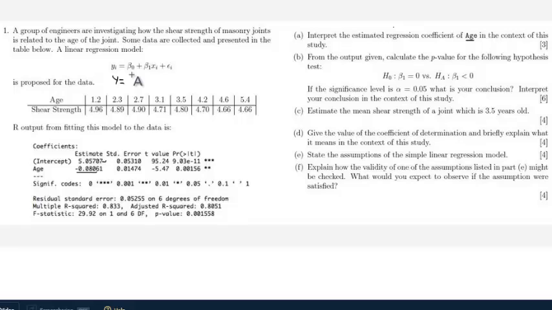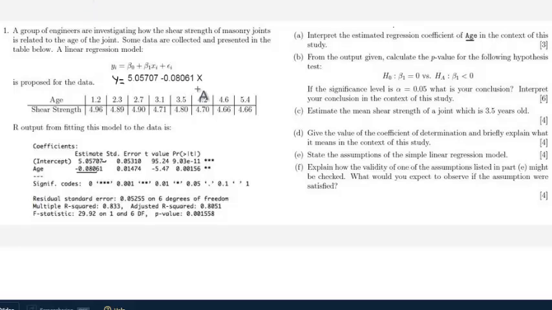Comparing this with y equals beta 0 plus beta 1 x, we can write this as, first you need to write the intercept, that is 5.05707 plus, actually it is negative 0.08061 times x. So this would be your regression line equation: y is equal to the intercept, plus the negative coefficient of age times x.